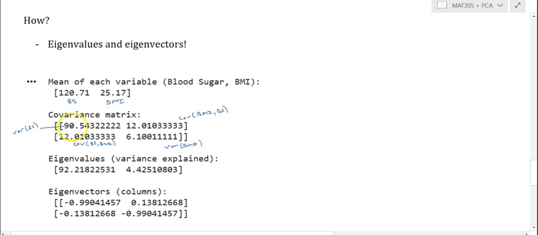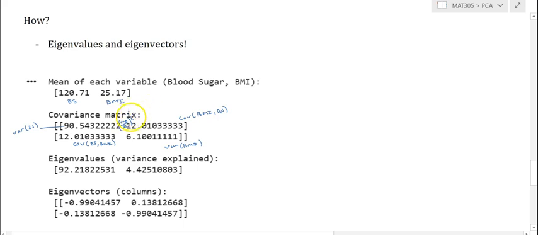Okay, so we could say, by the way, the units of these would be squared units. So if you square rooted them, you could actually get the standard deviation. So the variance of blood sugar is 90.54, and this would be units of blood sugar squared. Blood sugar is measured in milligrams per deciliter, so this would be squared units, but if you square rooted this, you'd get about what?